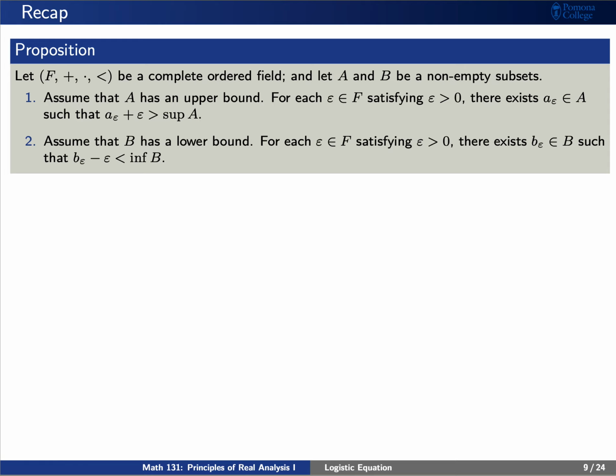There's a similar statement for the infimum, that is the greatest lower bound. For each positive element epsilon, there exists an element B sub epsilon in our set capital B, such that B sub epsilon minus epsilon is less than the infimum of capital B. Just like before, we can find an element B sub epsilon that is as close to the greatest lower bound, the infimum of capital B, as we'd like for it to be.